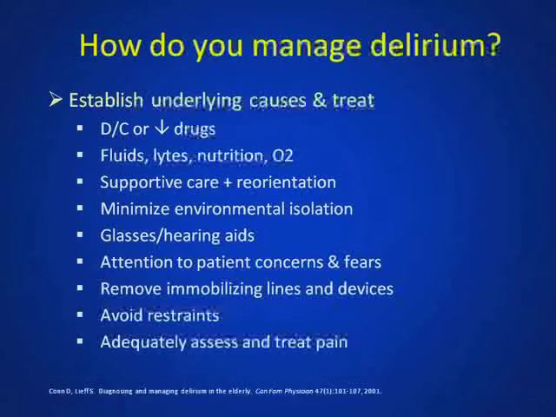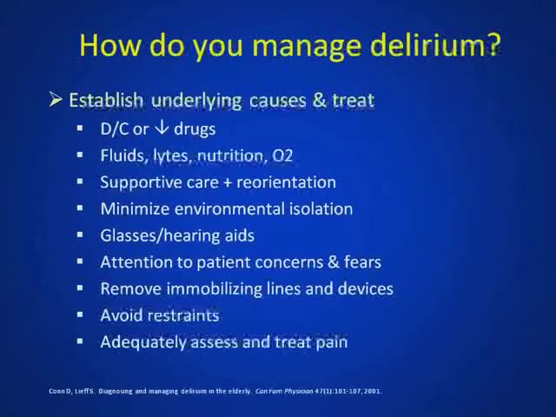So let's take a moment to talk about how we manage an acute delirium. Well, we want to eliminate offending drugs. The best treatment for delirium is to establish the underlying cause and then treat it. And some of these are obvious. Supportive care, though, and reorientation can be helpful to reassure the patient and to calm down agitation. Providing appropriate sensory items, glasses and hearing aids, can go a long way.